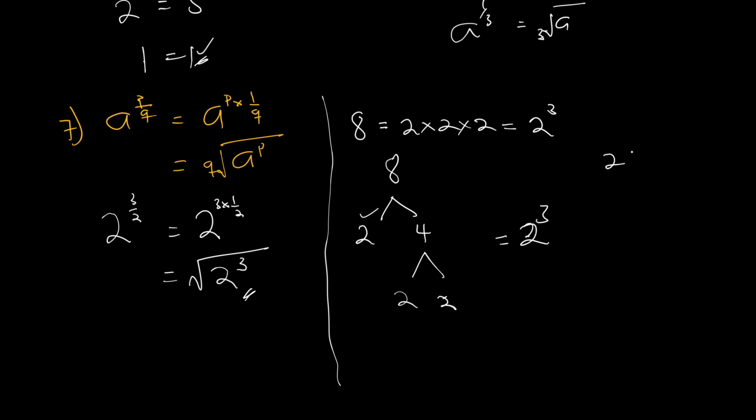If we have 27, we know that 3 times 9 will give us 27, and then 3 times 3 will give us 9. So this becomes 3^3. So we can express whole numbers as numbers with indices, powers or exponents. With that being said, let's pick some examples or questions under indices. Indices is all about knowing the rules and applying them.